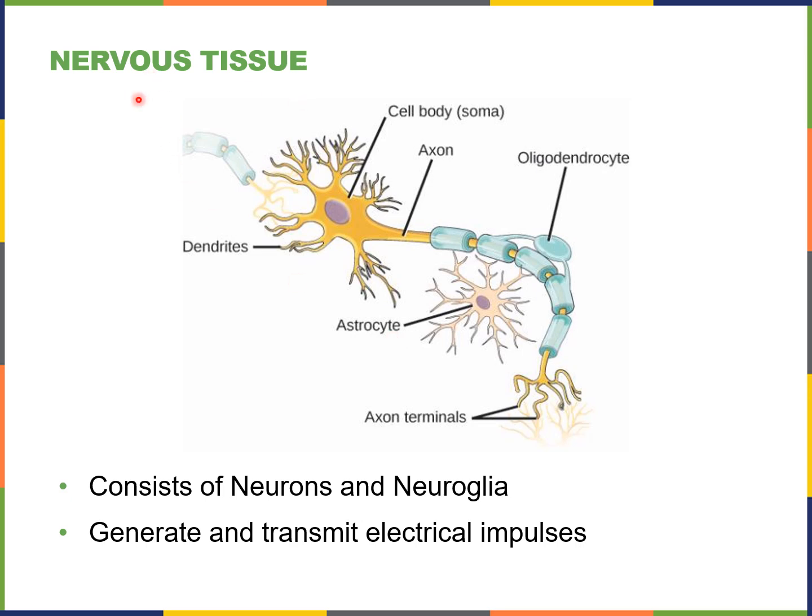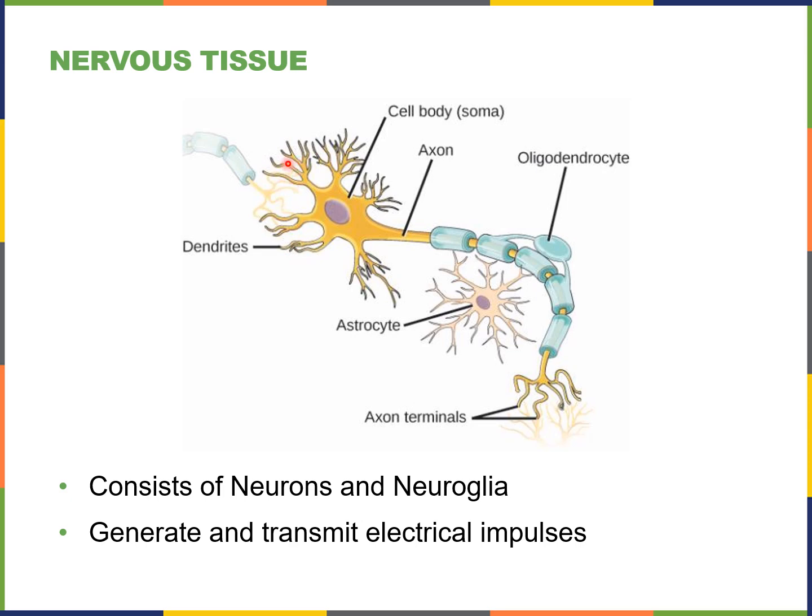So our nervous tissue, this is found within our central nervous system, and even our peripheral nervous system in some cases. But our nervous tissue, this consists of neurons and something called neuroglia. So you can see here, this is a neuron. It's got several different parts to it. But the main thing that we want you to know about neurons at this point is that they generate and transmit electrical impulses.